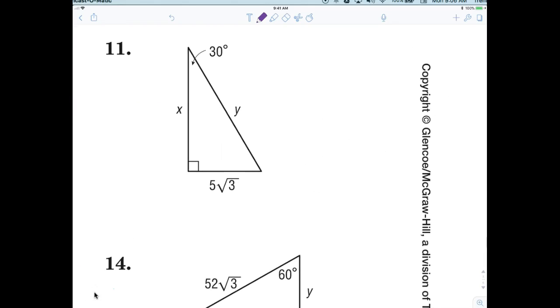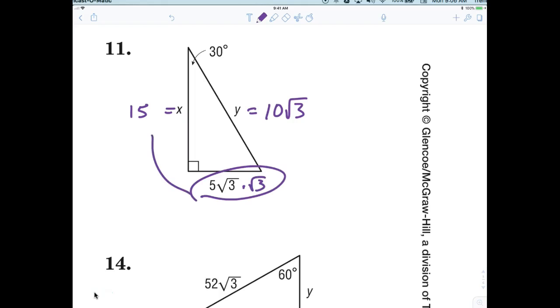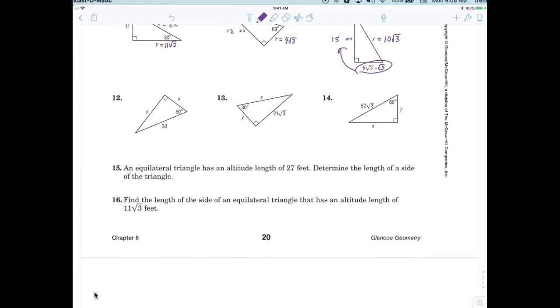So y would be what? 10 radical 3. And then x would be what? 15. Now, those of you who are not with me, I keep trying to tell you, you're not doing yourself any favors just writing down the answer. Because this is what I'm doing to get that: I'm multiplying that by radical 3. Right? Yes, perfect.